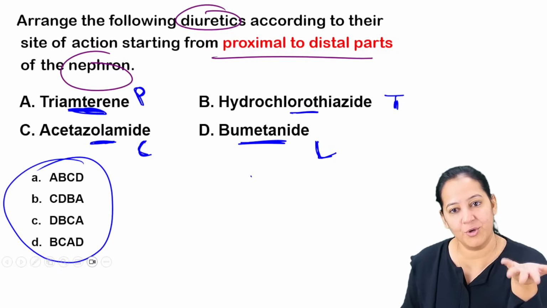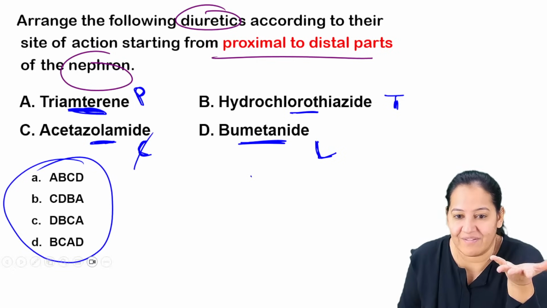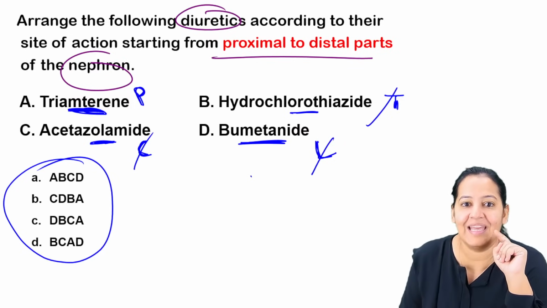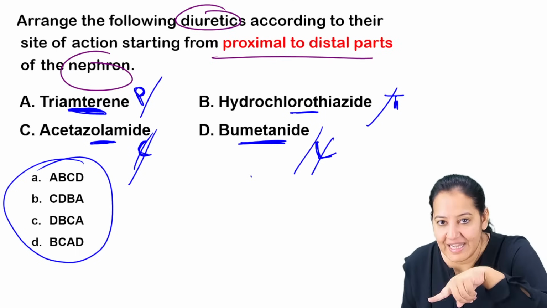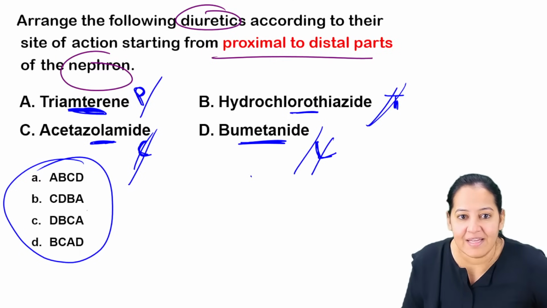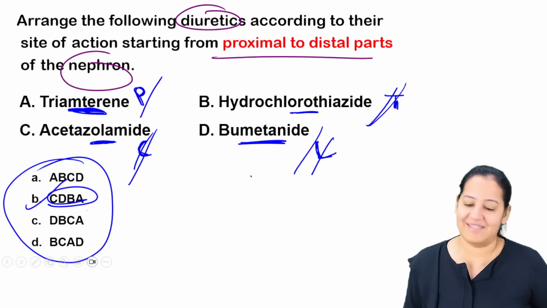Loop diuretic. Now you know the mnemonic called COLTP. So CO is not given. COL, LTP. So CDBA. CDBA. Answer is correct. B is correct. I hope you got it.